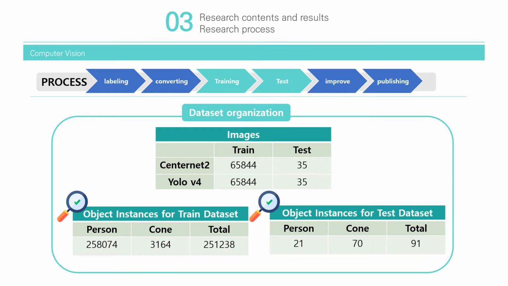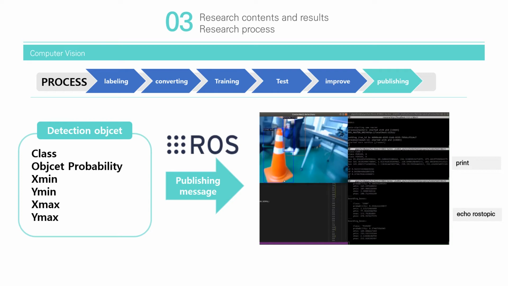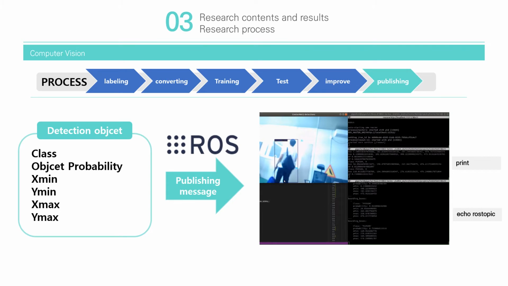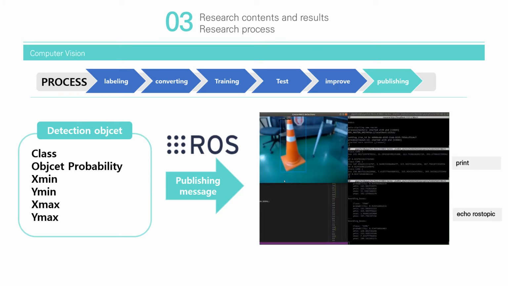This table shows composition of our train and test dataset. We got person data from COCO dataset, and we collected cone data ourselves. And then we repeated experiments and optimized the hyperparameter value. The AP information came out as follows: batch size 8, learning rate 0.0025, iteration 6000. We published class, object probability, x, y minimum, and maximum coordinates of detected object using custom ROS message. The coordinates change depending on the size of the image, so we need to discuss it with the control team.